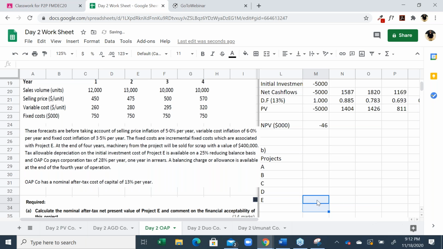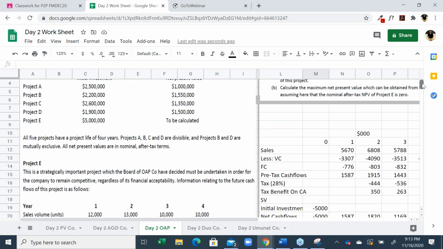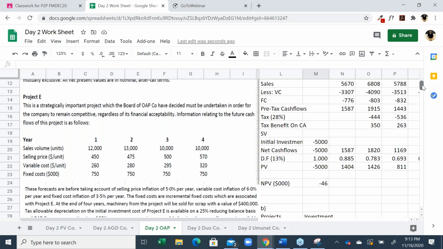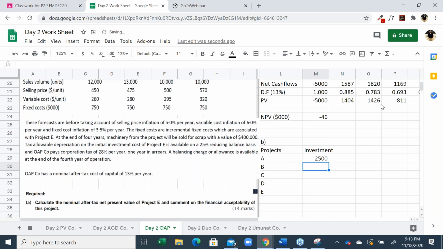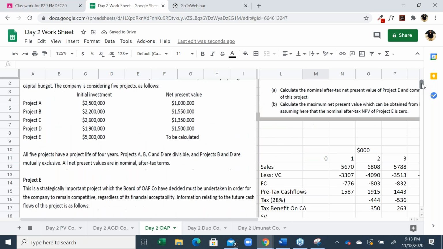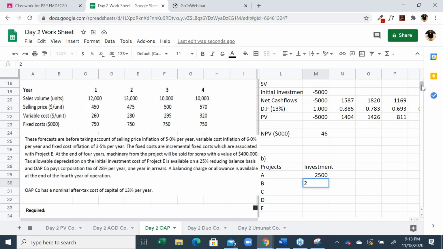Now I'm just removing the allocation of the resources. First, we have to go for the ranking of the project. So for the ranking, we have to pick initial investments first. So how much investment was required for each of these five projects? 2,500, 2,200, 2,600, 1,900, and 5 million. So I'm not including E at the moment. So these were the 4 projects.